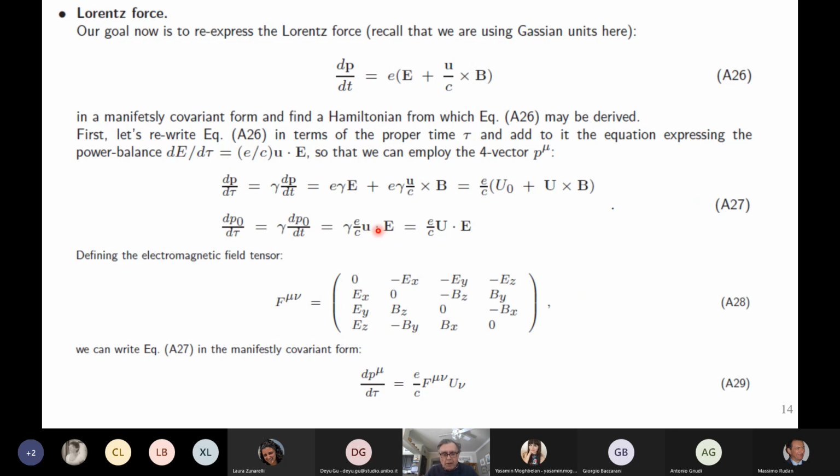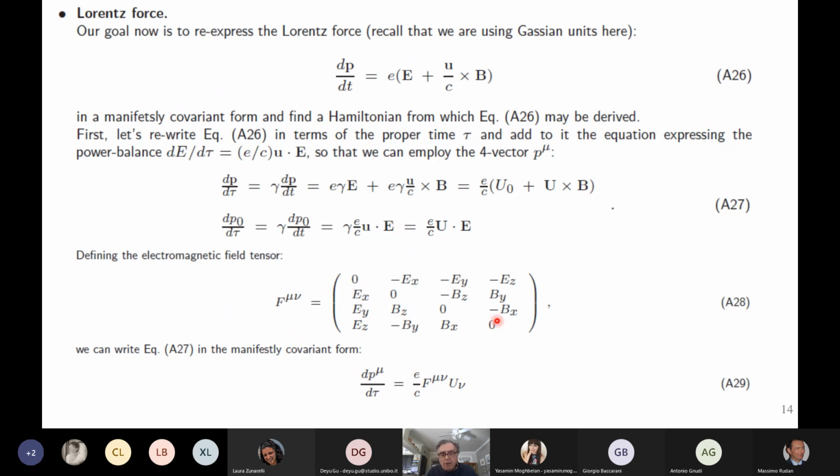Now, in order to make it the typical expression that people in relativity use, a manifestly covariant one, so as to show that indeed the equation transforms in a correct way when I change the reference frame.